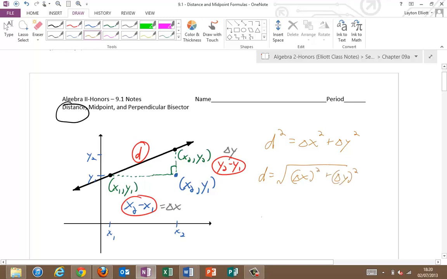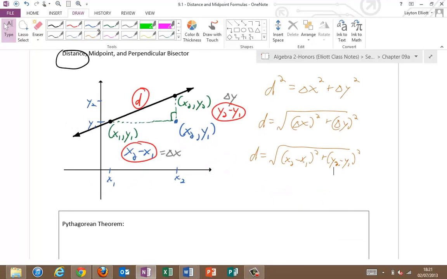So distance equals the square root of the change in x squared plus the change in y squared. Or as it's more commonly written, distance is equal to the square root of x2 minus x1 squared plus y2 minus y1 squared. And that is the distance formula. It comes from the Pythagorean theorem.